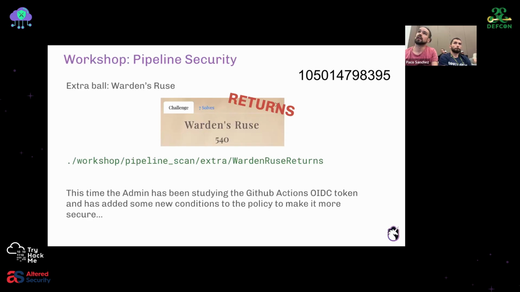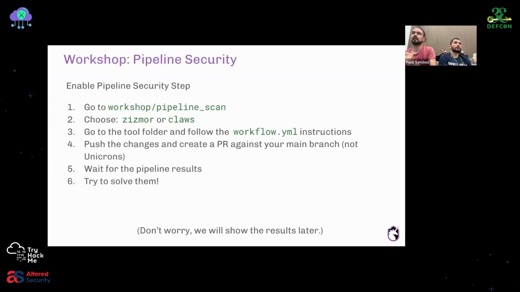And well, that's it. Now, if you want to try, you can go to that folder in the repository, choose one of the two tools we prepared, and go to the workflow YAML and follow the instructions. We are going to leave you like 5 minutes or so to try, and later we will show the results for the ones that don't have a laptop. If you have any question or need any help, reach out to us. 5, 10 minutes more or less, and we will go to the results and the next step.